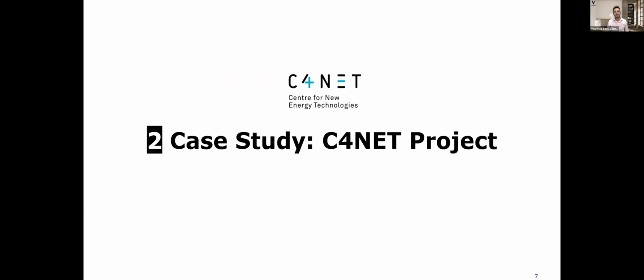So to illustrate these concepts, I have prepared a case study from the project Model-Free Operating Envelopes at NEM level, which, as I mentioned before, was a 2-year project developed by the University of Melbourne, funded by C4NET, that involved the distribution companies in Victoria. And in this project, we demonstrate the effectiveness of our model-free approach with real smart meter data from around 700 customers from 8 different low-voltage networks in Victoria.